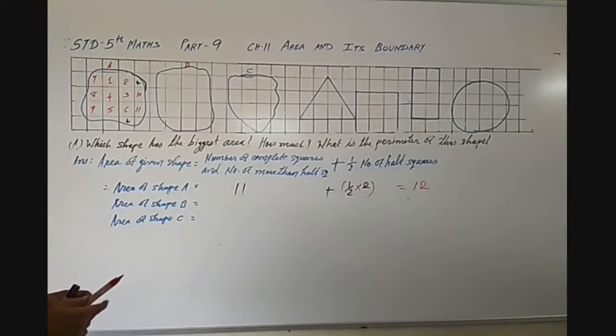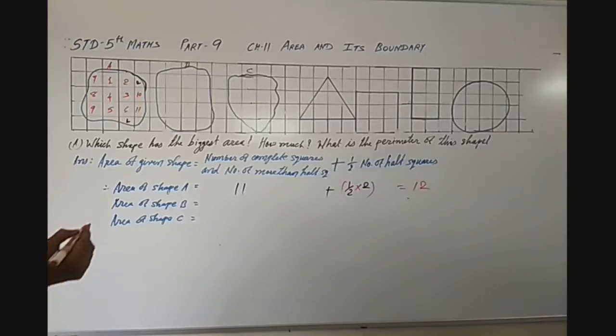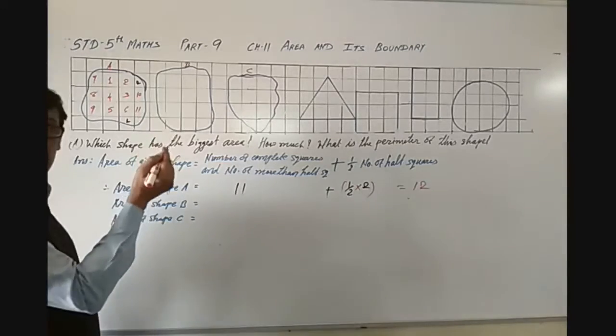Now let's go for B. Let's find out for B. So let's go for complete squares or more than complete.